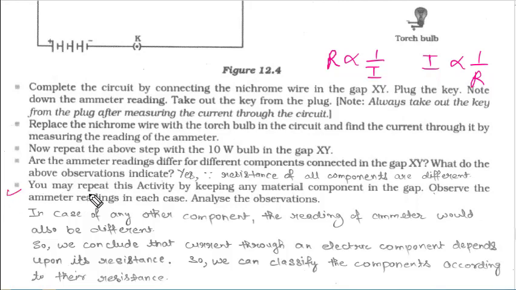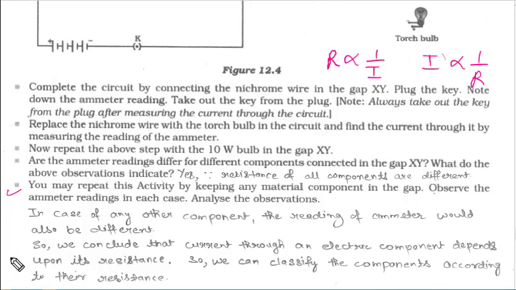Next question: they are saying that you may repeat the activity by keeping any material component in the gap. That means we can use some other material also. Observe the ammeter reading in each case and analyze the observation. So we will find out that in case of any other component, the reading of the ammeter would also be different, because they will also have different values of R. As they have different values of R, they will give different values of I. So we will get a different reading of the ammeter each time.